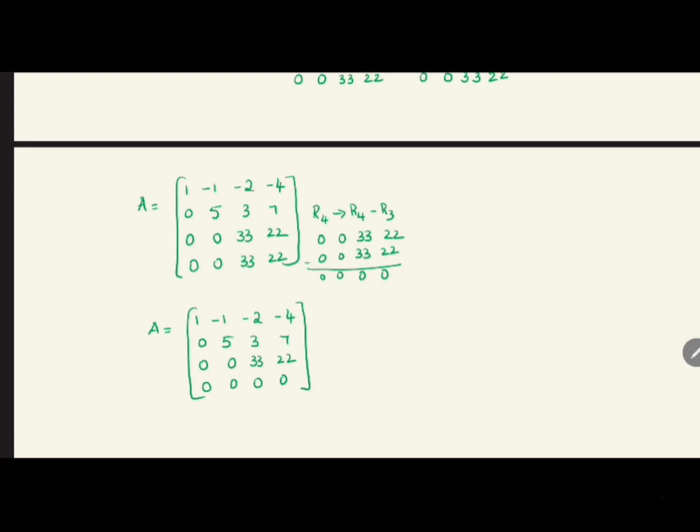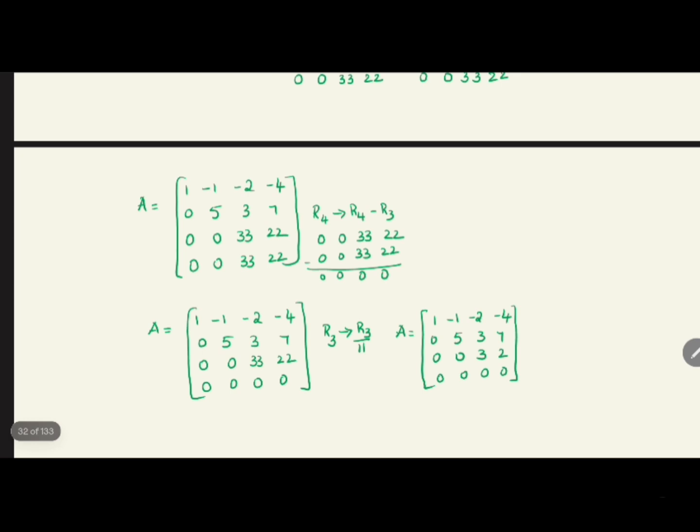Now I can actually leave it here because all the elements below the principal diagonal are made 0. I can leave it here, but just for simplification I am dividing R3 by 11, because 33 by 11 is 3, 22 by 11 is 2. Just for simplification, or else you can leave it like that. So A is equal to 1, minus 1, minus 2, minus 4, 0, 5, 3, 7, 0, 0, 3, 2, and the last row is 0, 0. Yes, so this is the final matrix.